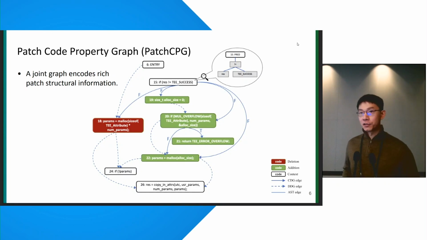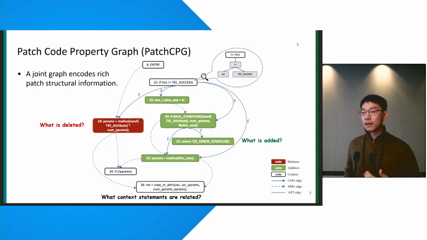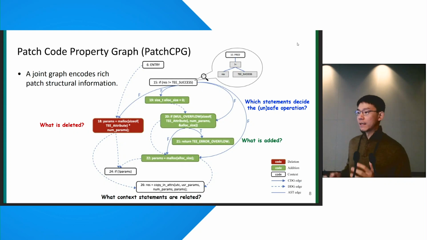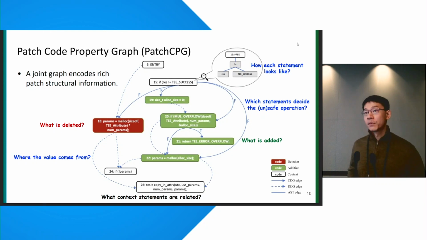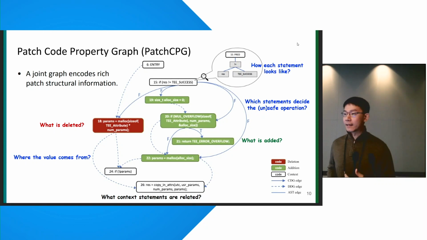The PatchCPG includes the version information for nodes and edges to indicate which statements are added, deleted, or context statements. We also include 3 different relationships in PatchCPG, including the control dependency relationship to indicate which statement decides the safe or unsafe operations, the data dependency relationship to indicate where the value comes from, and of course, the abstract syntax tree to show how each statement looks.